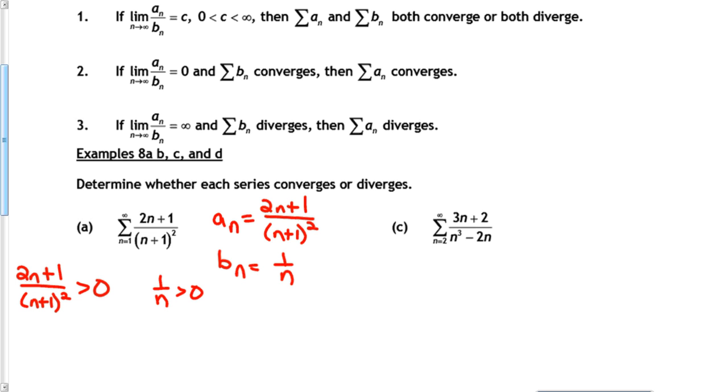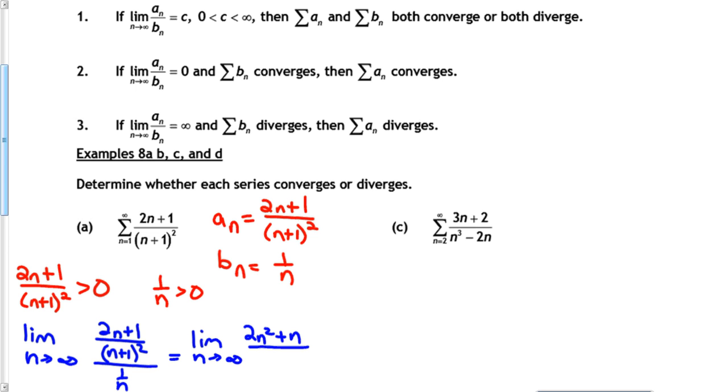Next, I'm going to evaluate the limit as n approaches infinity of a sub n over b sub n. So I have 2n plus 1 over n plus 1 squared all over 1 over n. Now I'm going to simplify that and evaluate my limit. When I flip and multiply, I now have 2n squared plus n on the top, and I can either multiply out the bottom or leave it as is. I went ahead and multiplied that out.